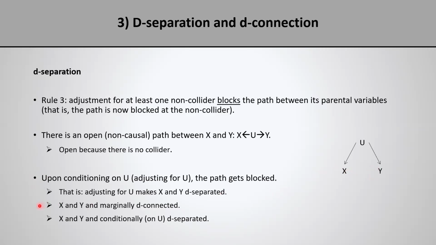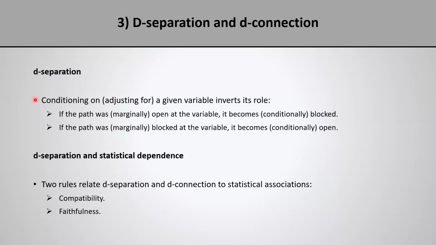So x and y are marginally d-connected through this non-causal path, but they become conditionally d-separated given adjustment for the variable u. The examples we just considered illustrate a more general fact about the implication of conditioning on a given variable with regards to its role in a given path. So if the path was marginally open at that variable, it becomes conditionally blocked at that variable once we condition for that variable. And this is the case of non-colliders. However, if the path was marginally blocked at the variable, it becomes conditionally open at the variable once we adjust for that variable, and this is the case of colliders.